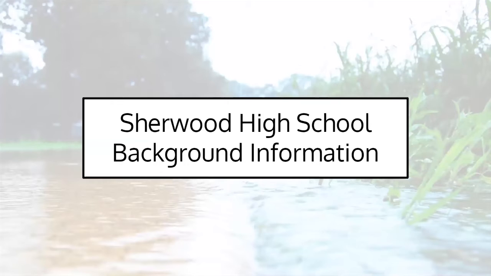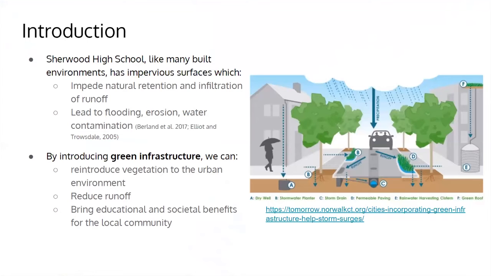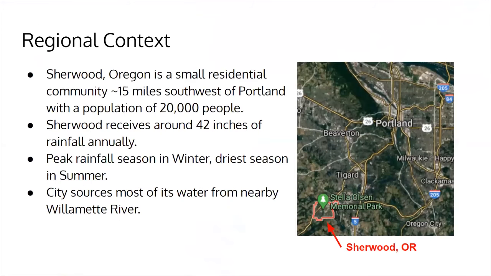So, a little bit of background information on Sherwood High School. Like many built environments, it has impervious surfaces which impede natural retention and infiltration of runoff and lead to flooding, erosion, and water contamination. By introducing green infrastructure, we can reintroduce vegetation to the urban environment, reduce runoff, and bring educational and societal benefits for the local community.